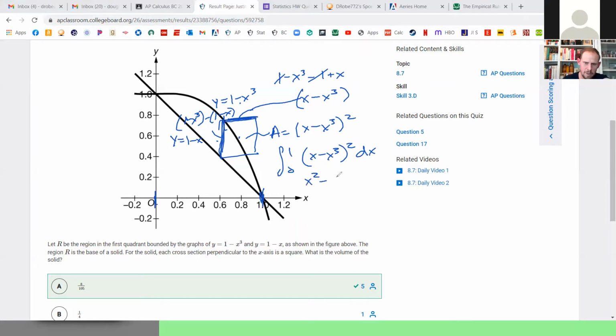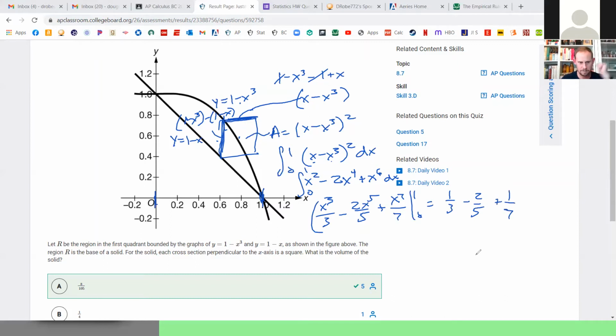So that's x squared minus 2 x times x to the third, so that's x to the fourth, plus x cubed times x cubed is x to the sixth. We want to integrate that from 0 to 1 dx. So this is going to be x cubed over 3, minus 2x to the fifth over 5, plus x to the seventh over 7. From 0 to 1, plug in 0 is going to give us 0. Plug in 1, we get 1/3 minus 2/5 plus 1/7. And then it's just a matter of getting common denominators and trying to put all that together. It looks like 8 over 105 is what we end up getting, which is not really an easy fraction to get to there.